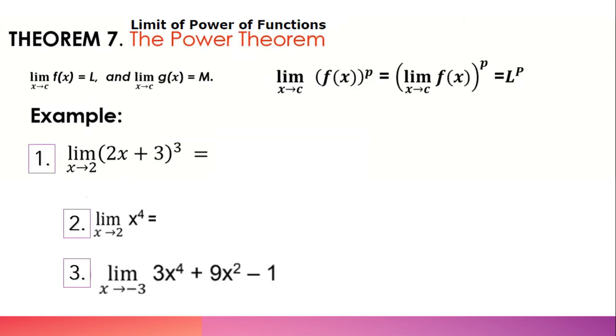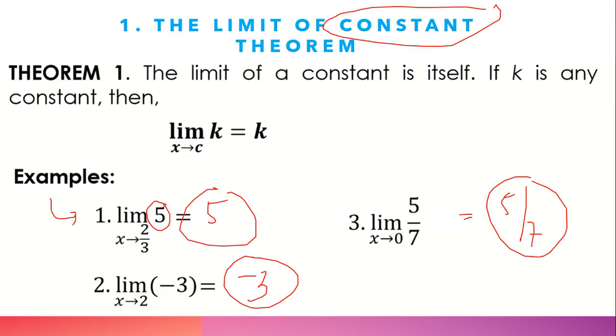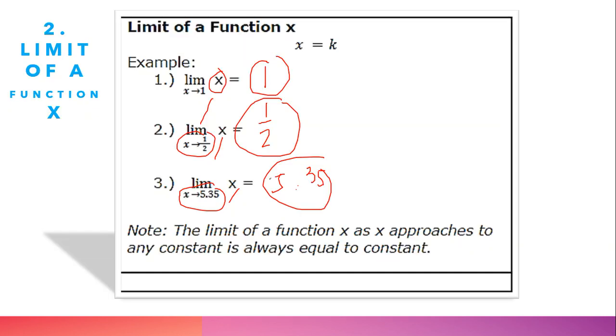Next, number 7. This is the second to the last theorem. Di ba? Madali lang ang basic cal. The limit of power of functions. The power theorem. When say power kasi, it has an exponent. So, kung ating i-identify ito, madali lang. If we say constant, we don't have the value of variable. When we say limit of a function, we don't have a value of a constant. It has a variable only.